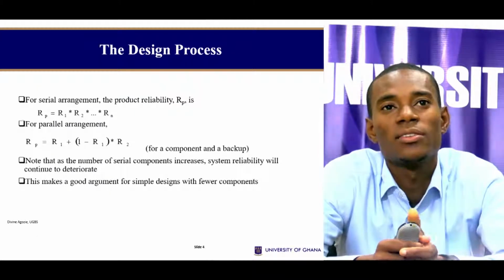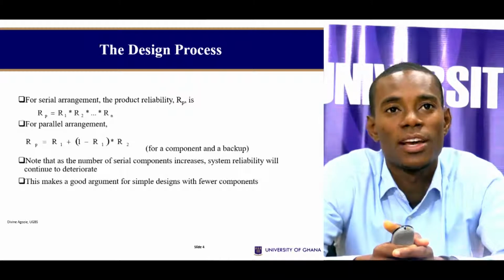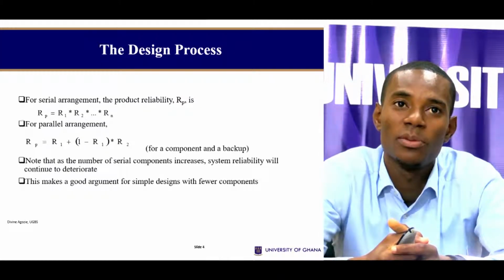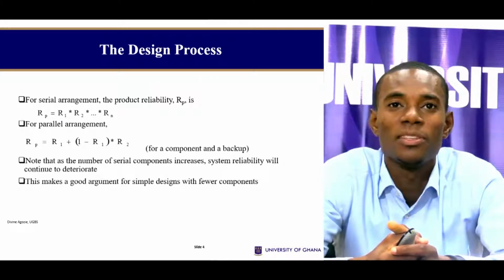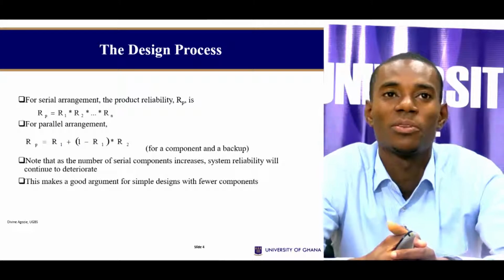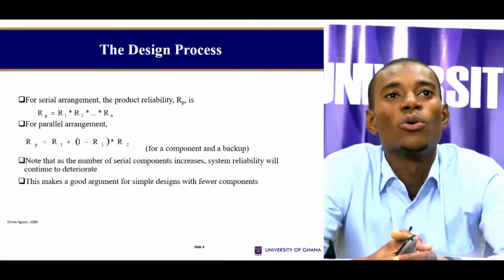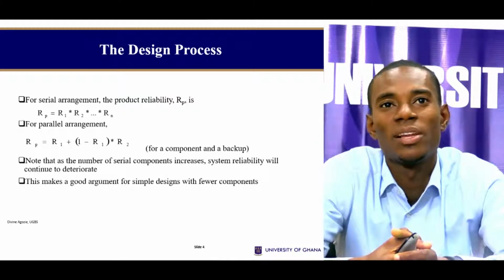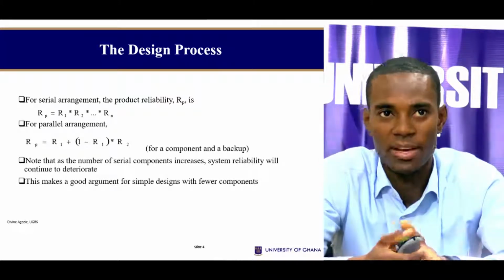So we'll call that the probability of failure. If you remember your basic probabilities, 1 minus the probability is the complement of whatever original probability you have. So we say this is 1 minus the reliability of that first component times the reliability of the second one, which is the backup.